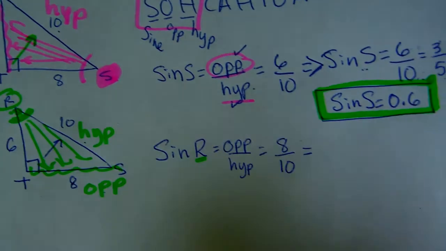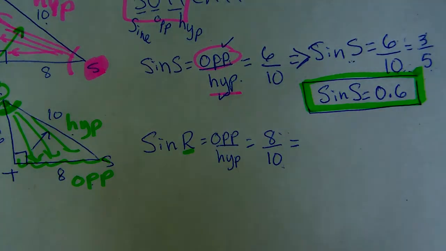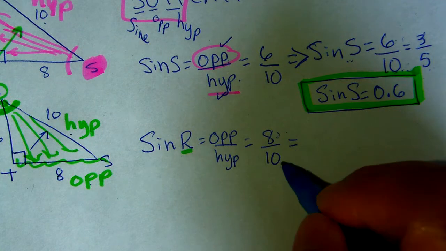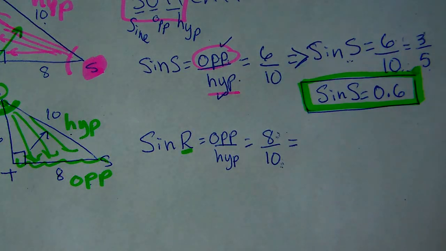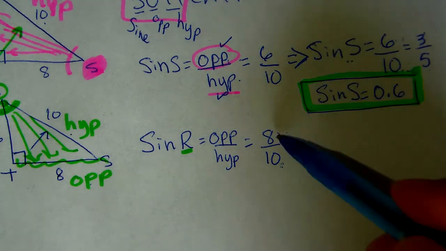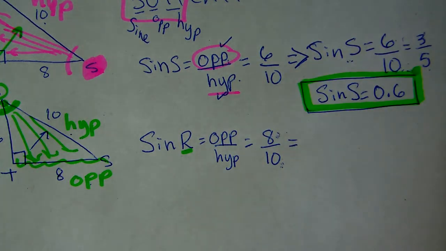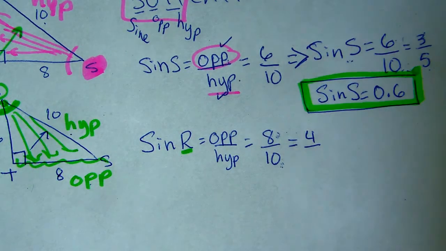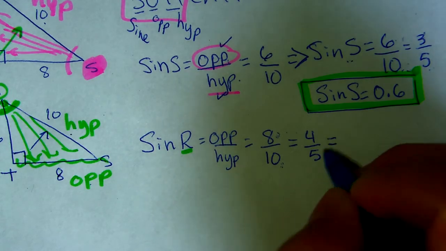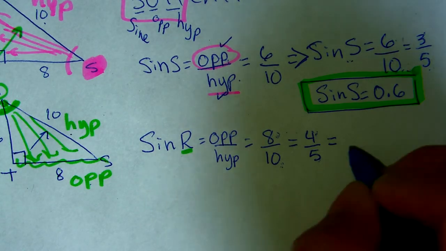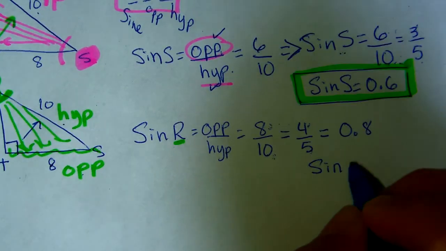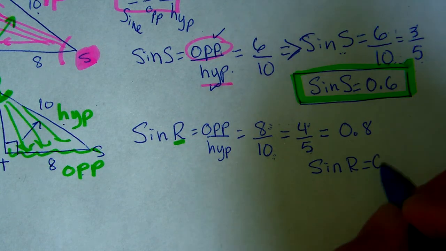I'm going to simplify this fraction just for the purpose of using the arithmetic and practicing the arithmetic. I can divide these two numbers by 2. I cannot divide them both by 4. I cannot divide them both by 5. So I'm just going to divide them by 2. So 8 divided by 2 is 4, and 10 divided by 2 is 5. And if you put this in the calculator, 4 over 5 is going to give you 0.8. So the sine of angle R is 0.8.